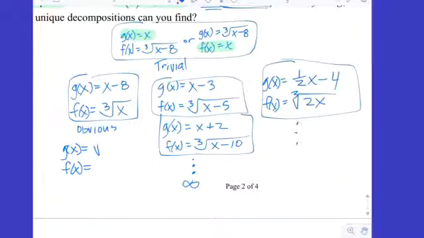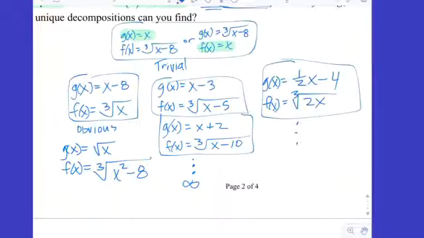What if I let my inside function be the square root of x? Then the outside function would have to be the cube root of x squared minus 8. So you could do it with addition, subtraction. You could do it with multiplication, division. You can even do it with exponentiation.